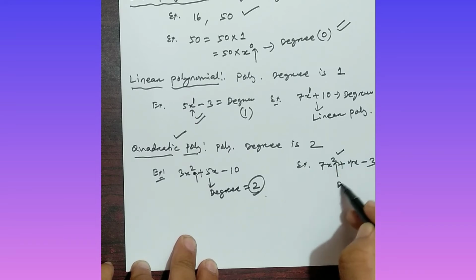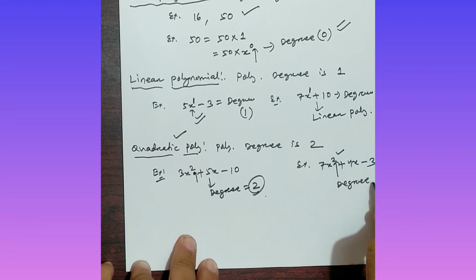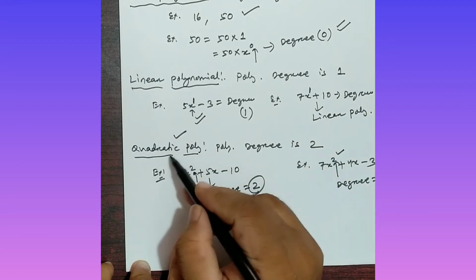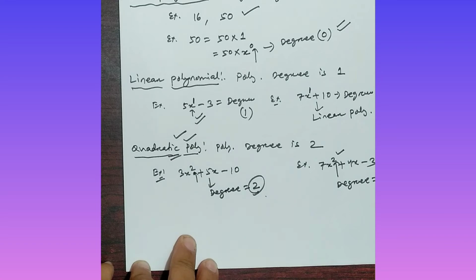2 over here, right? So what is the degree? You can say that the degree is 2 here. So that is why the degree is 2. Obviously, you can say that this is a quadratic polynomial, right?